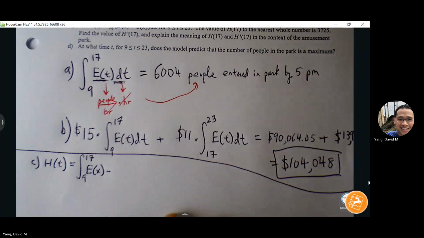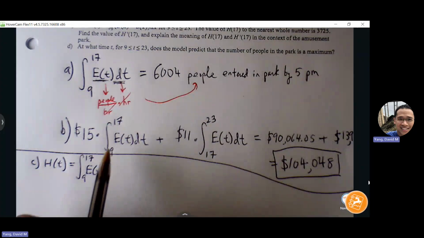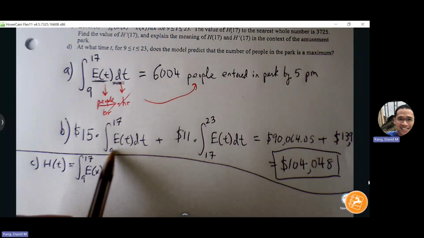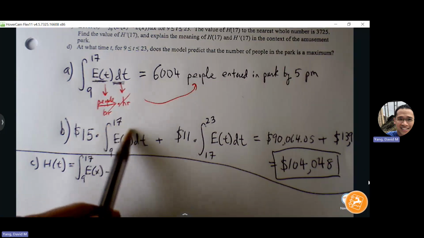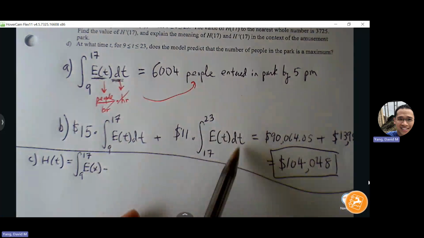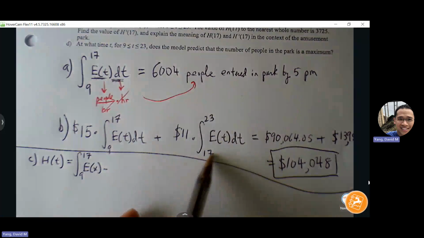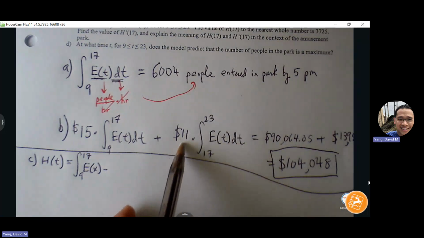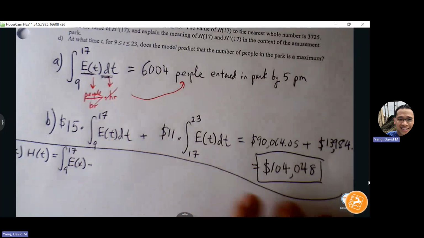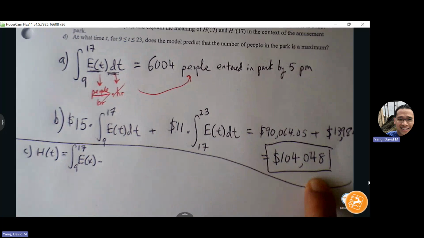Oh, because this is going to be the number of people who've entered the park between 9 a.m. and 5 p.m. And then the group of people who've entered the park between 5 p.m. to close, they're going to be charged a lesser amount. So number of people times $11 plus number of people times $15, and that will tell us how much money the park is bringing in.